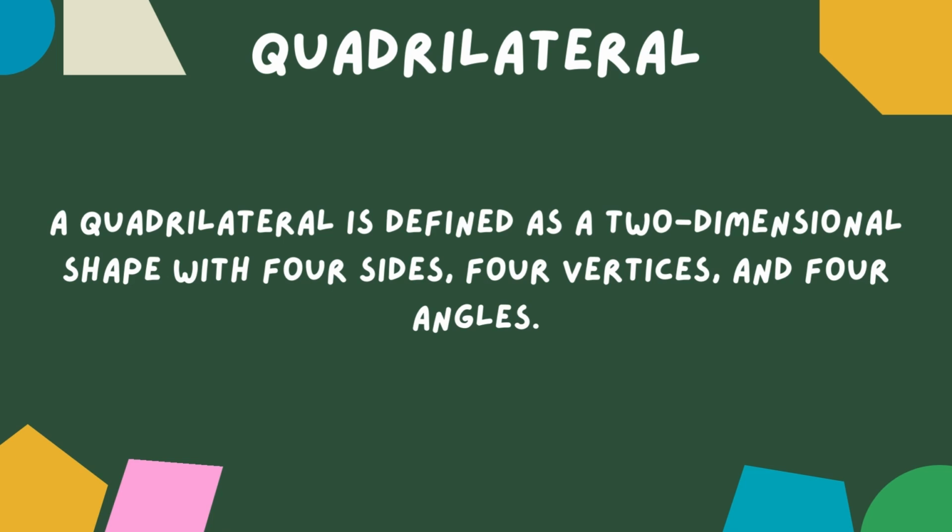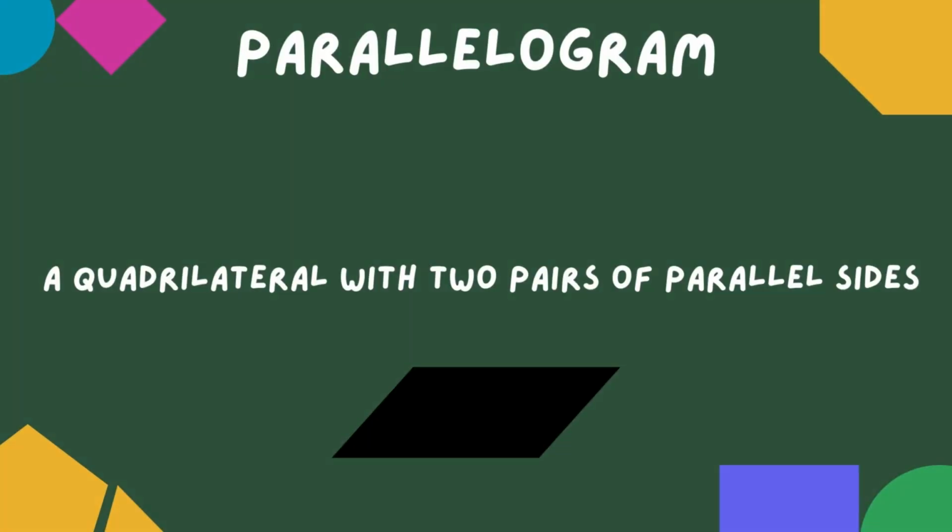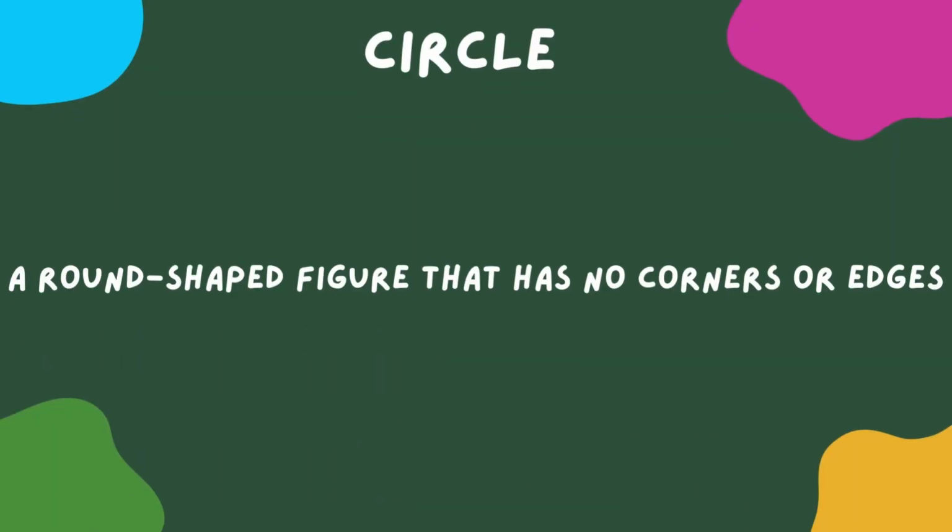Quadrilaterals. A quadrilateral is defined as a two-dimensional shape with 4 sides, 4 vertices, and 4 angles. A parallelogram is a quadrilateral with two pairs of parallel lines. Circle, a round-shaped figure that has no corners or edges.